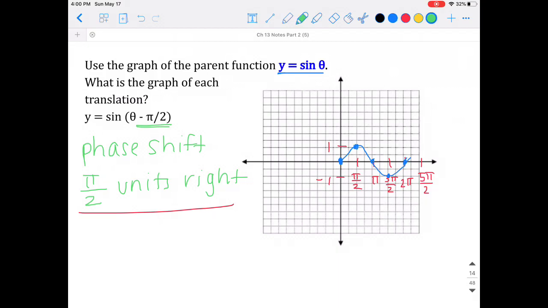Now to graph y equals sine of theta minus pi over 2, we're just shifting all of our points pi over 2. So our original point at the origin just shifts over pi over 2. So now we're starting here. Our next key point is going to be at 1, next key point is at 0, next key point is at the minimum, and at 5 pi over 2 we're at 0 again. So all of our points just shifted pi over 2 units to the right. And here's one cycle of sine of theta minus pi over 2.